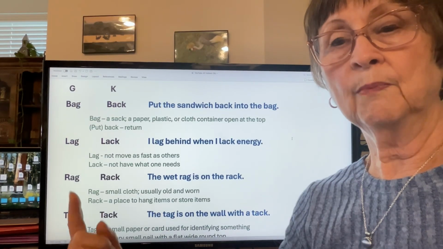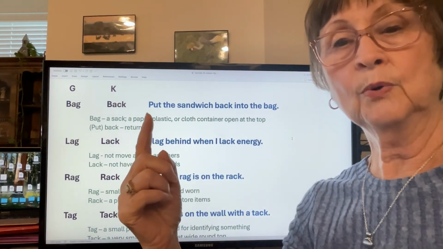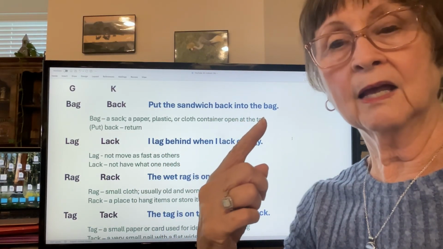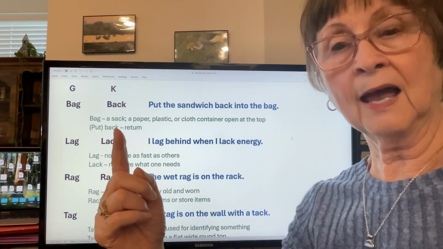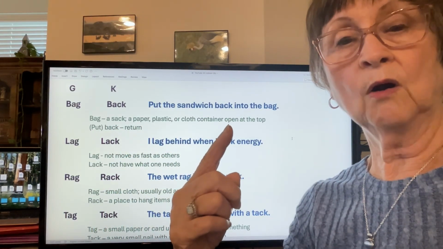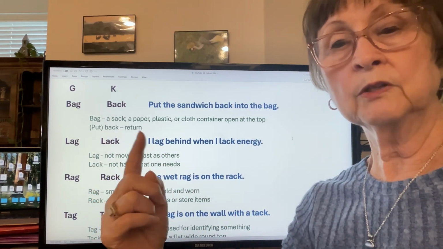We'll start off with bag and back. I've already illustrated this sentence. Put the sandwich back into the bag. Bag is a sack, paper, plastic, or cloth container open at the top. Put back means to return.